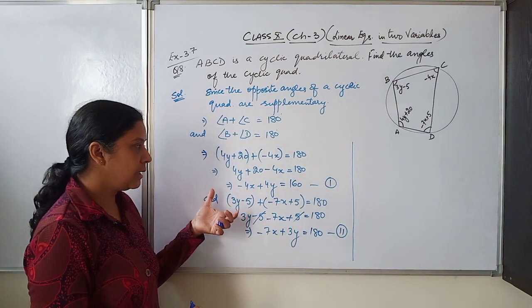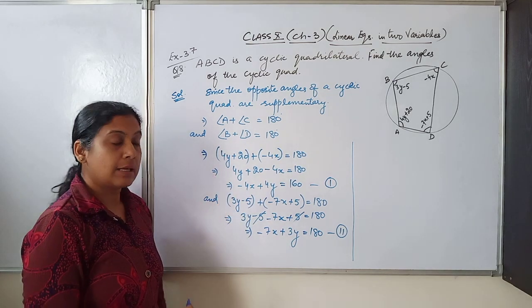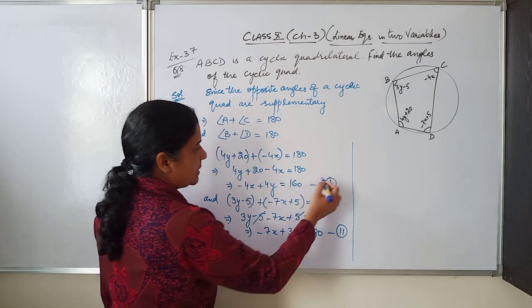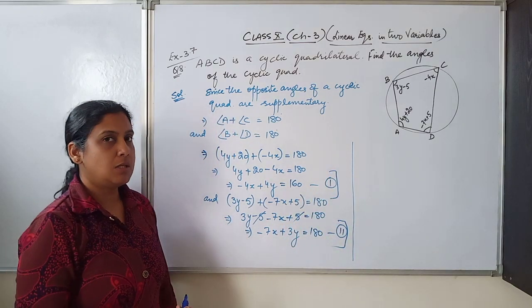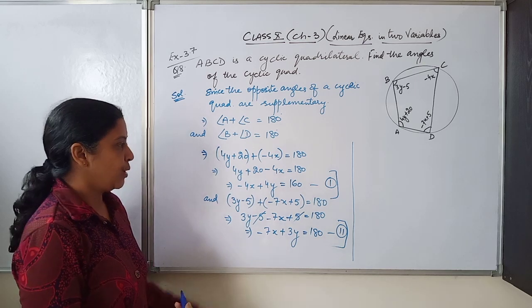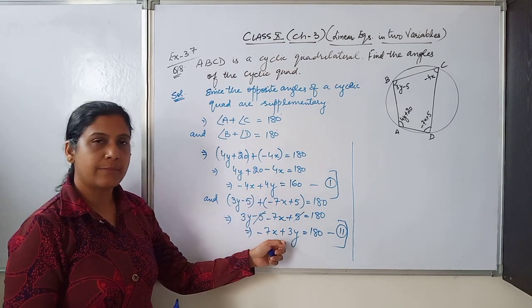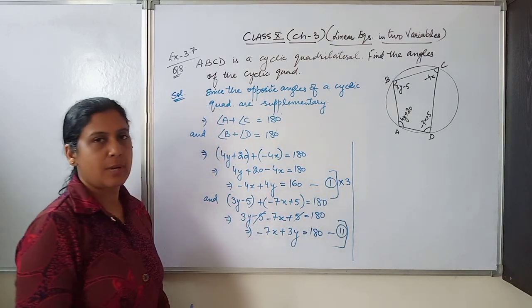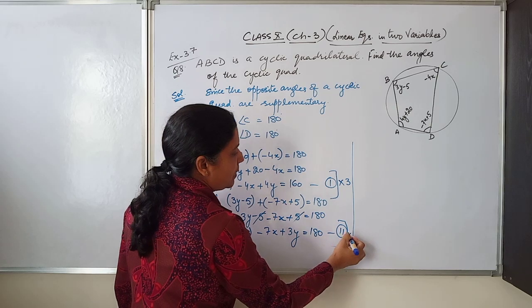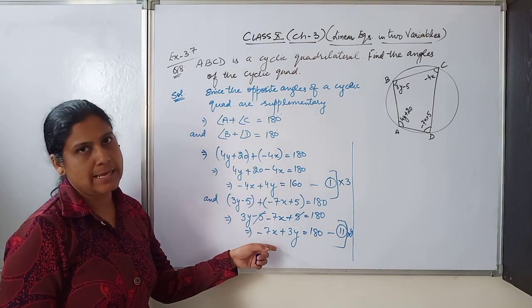Now we have framed the linear equations. We have got two linear equations in two variables. Let's simplify. I will be using the elimination method. Elimination means we have to equate the coefficients. As you can see, here I have 4y and here I have 3y, so I'll be multiplying the first equation by 3 and the second by 4, so that I get the coefficients of y as the same, 12.